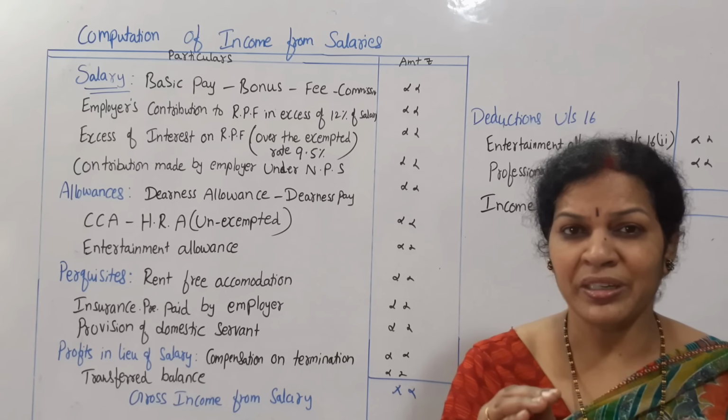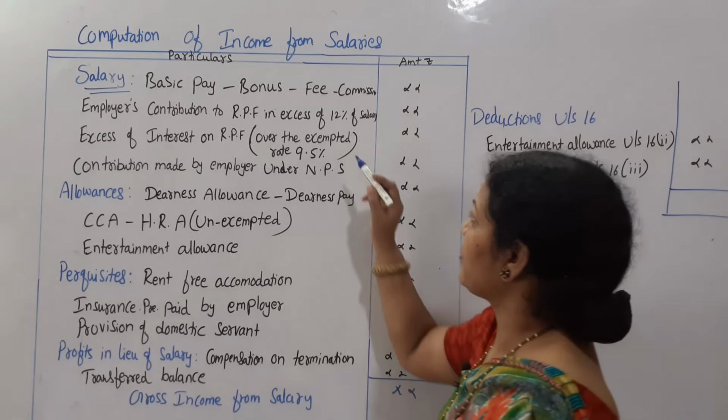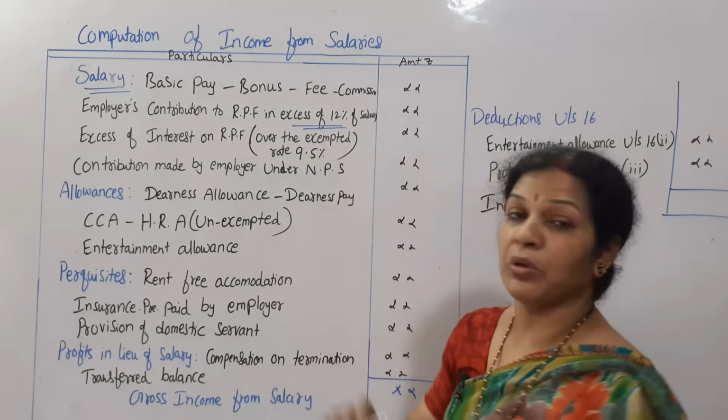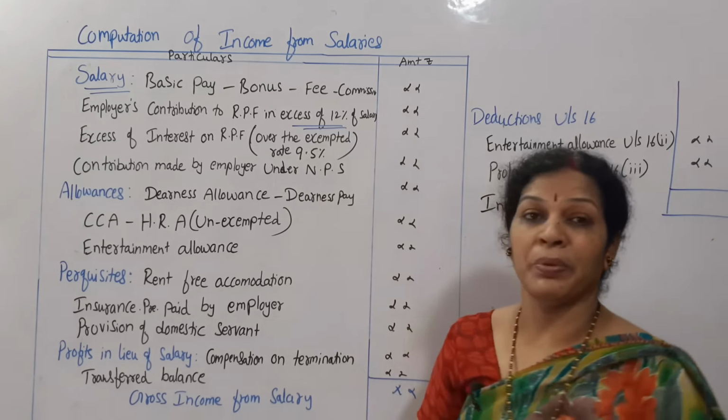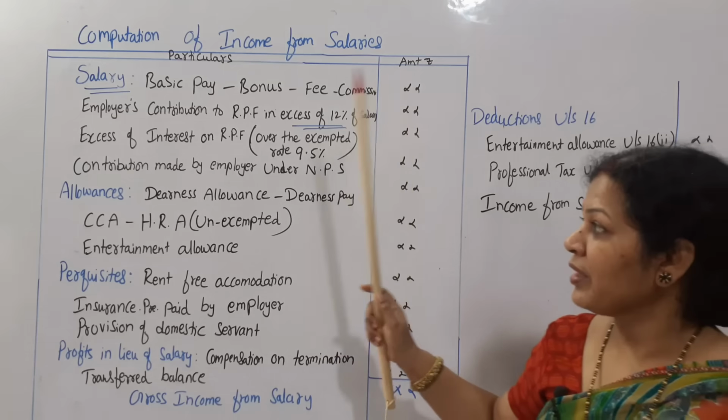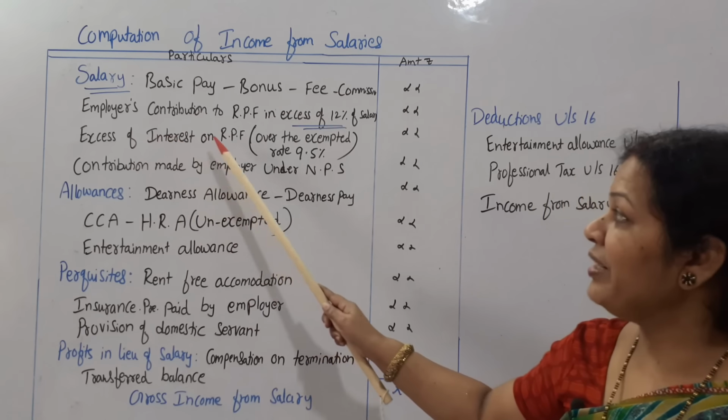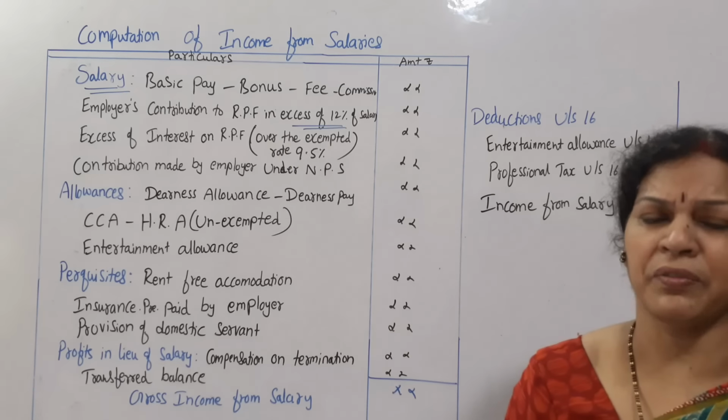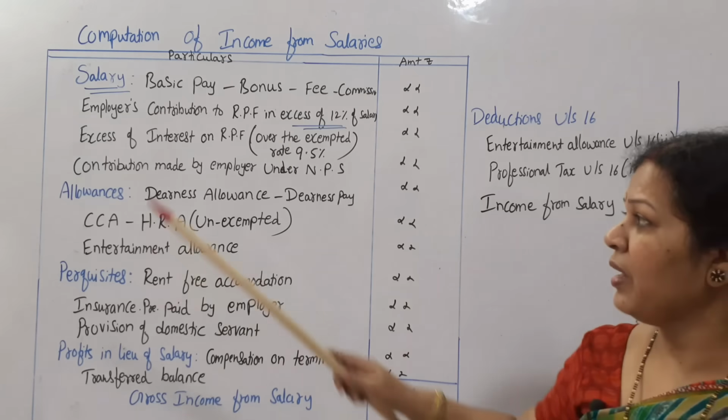But whenever it is crossing more than 12%, the excess over 12%, that we are going to include while calculating the total salary. 12% is exempted. If the employer is contributing more than 12%, that we are going to consider. And another thing is excess of interest on RPF. RPF means Provident Fund. For this also there is a condition, over the exempted rate of 9.5%.